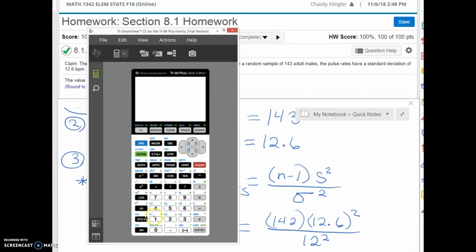So I've got 142 times 12.6 squared, and that's all divided by 12 squared. So my chi-squared test statistic is going to be 156.56.